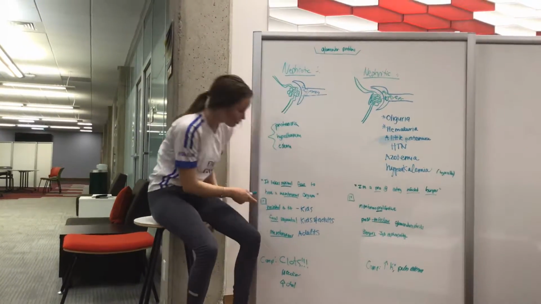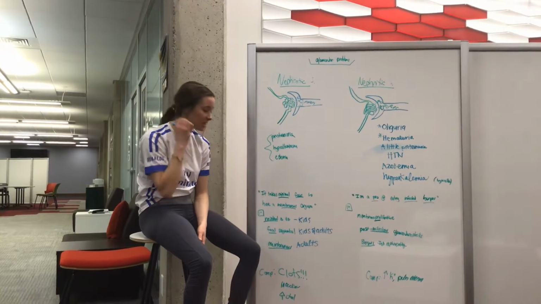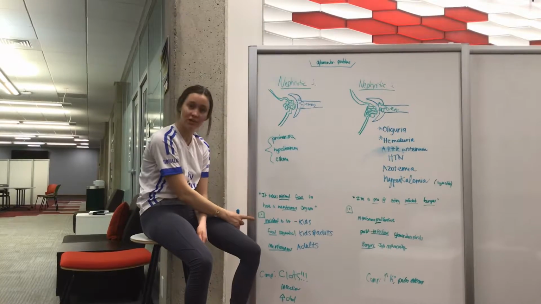So moving on to the types, there's primary and secondary. We're just going to go through primary because secondary is not too bad. So for primary, we have minimal change disease.